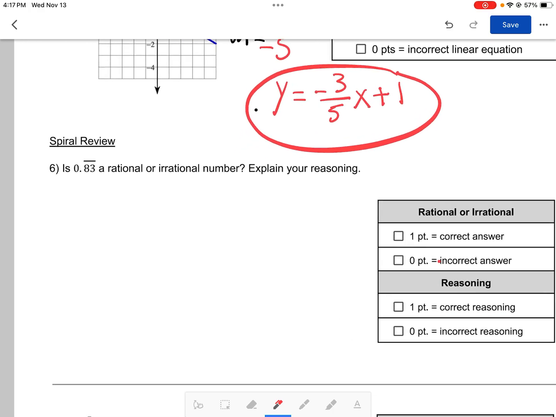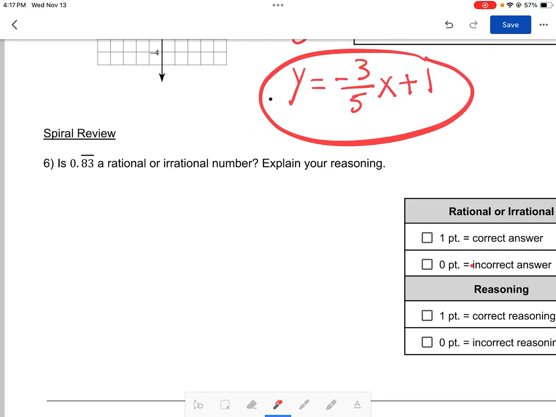For number 6, is 0.83 repeating a rational or irrational number? Remember that this line means that it is repeating. Anything that is repeating, I know is rational. So this is a rational number because it repeats.